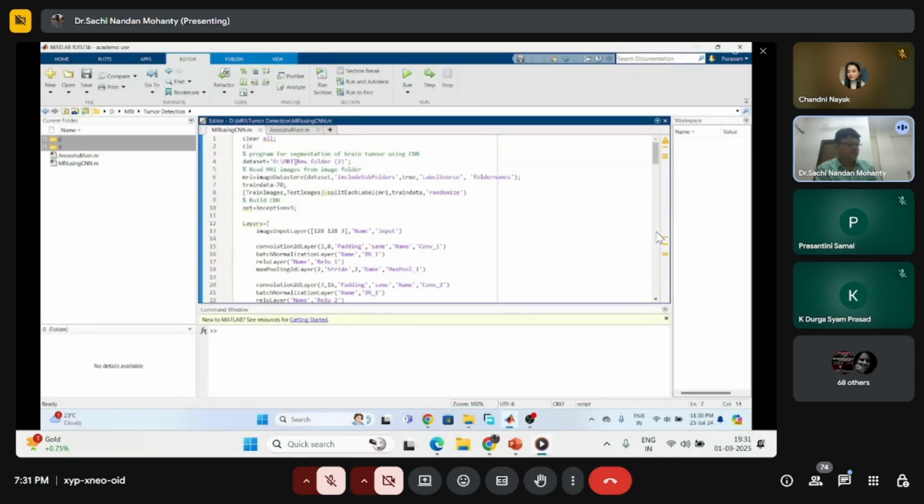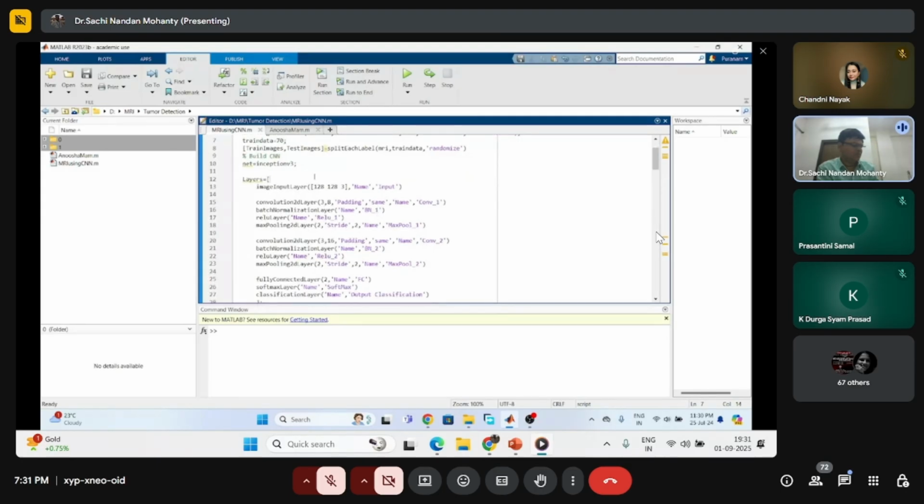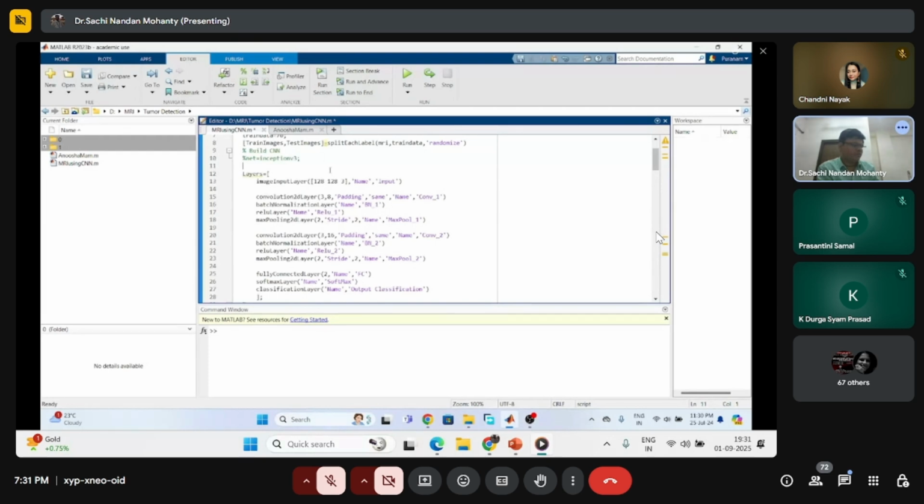Inside the folder, whatever the subfolders are there, whether it is JPEG, PNG, TIFF, DICOM or any other file, it will be able to read the data set thoroughly. I have split the data set as 70% training images and the rest testing images. And now here I am building the CNN model.